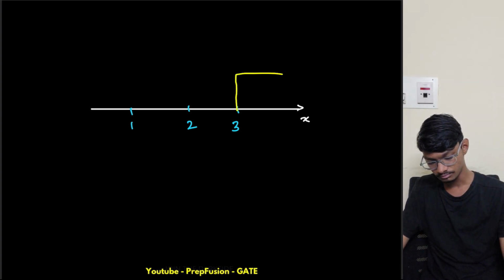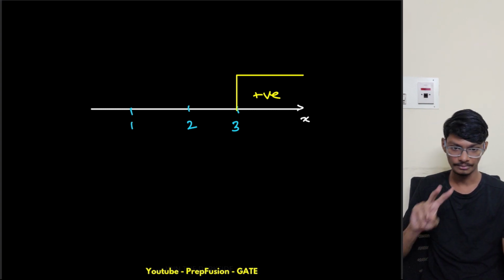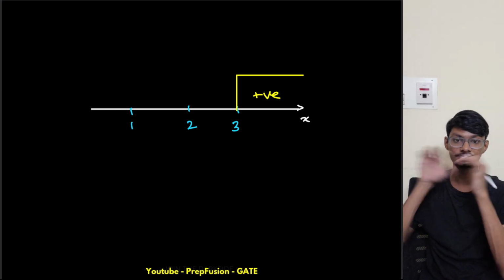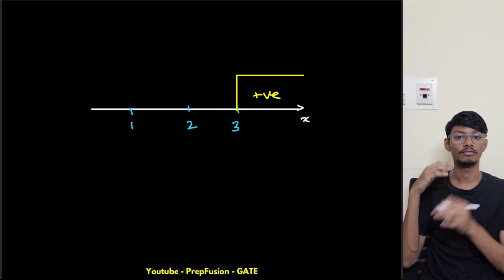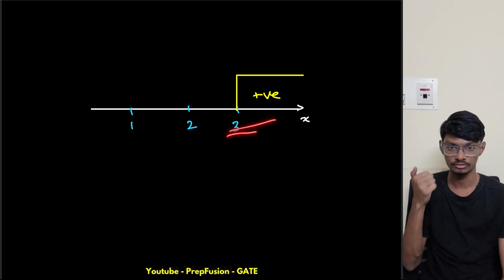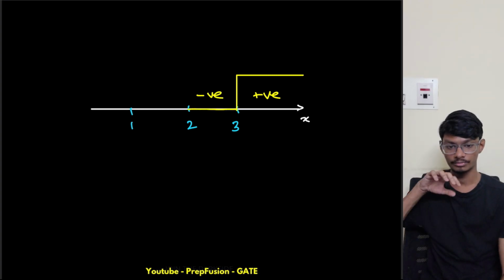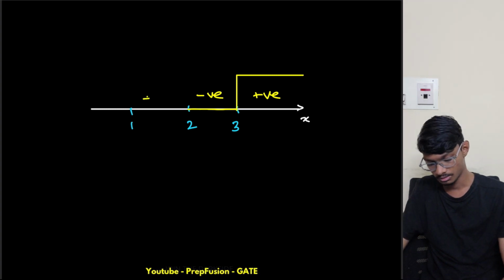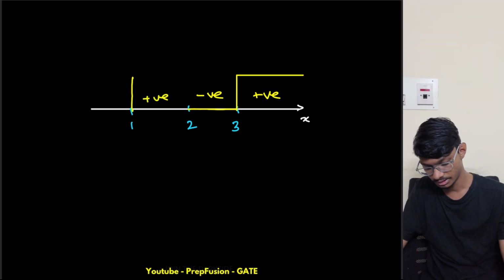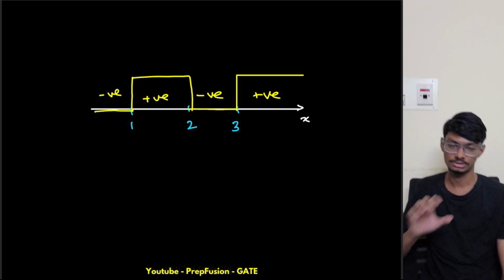I will write this as positive. Now what will happen between the corner points? Between the corner points the sign will change. After every corner point the sign will change, and when it will not change I will explain in the next example. So after 3 it is positive, before 3 it will become negative. Now before 2, it will become positive only, because after every corner point it changes. Again before 1 it will become negative only. So this is how we draw this.